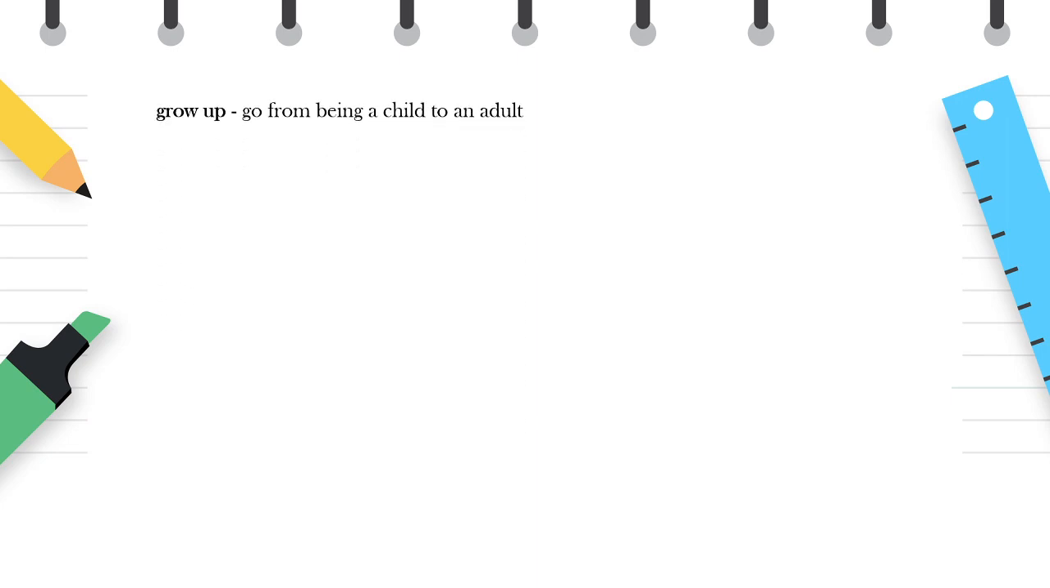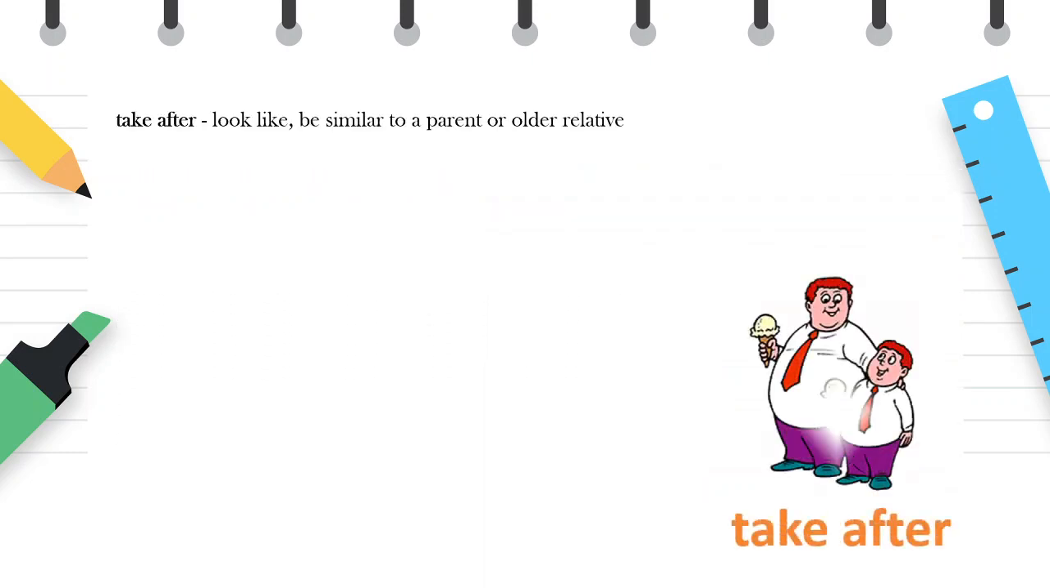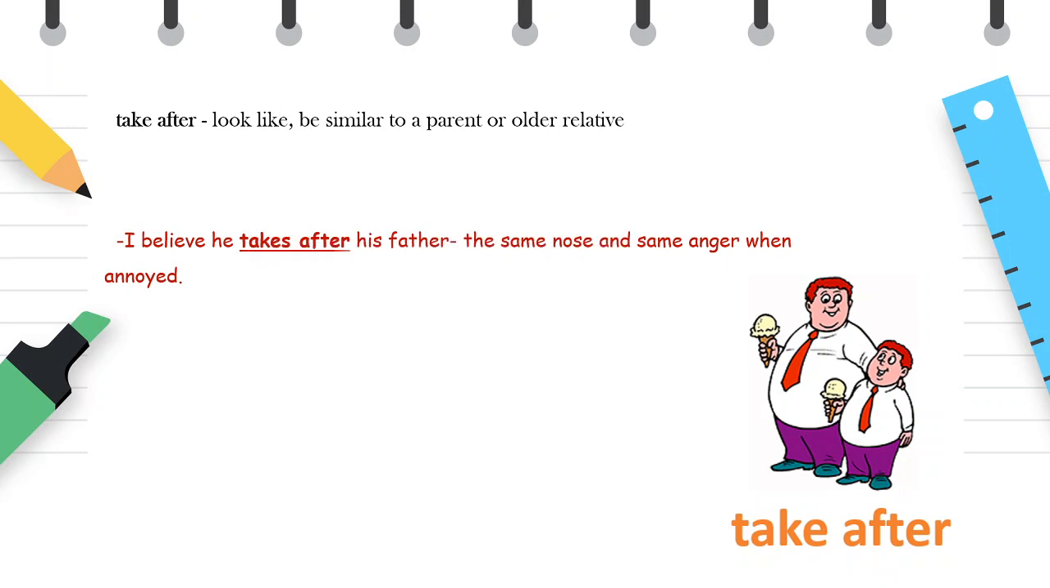Grow up. Go from being a child to an adult. He grew up in a small town on the coast of Ireland. Take after, look like, or be similar to a parent or older relative. I believe he takes after his father, the same nose and the same anger when annoyed.